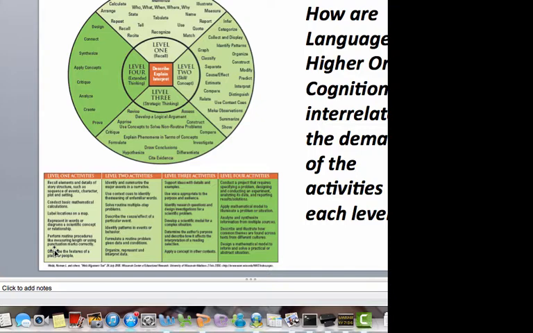Are there ways as teachers that we can separate what students are being asked to do so that we can understand where it is that they may struggle most? What aspects of measuring length involve language? What aspects of measuring length involve higher order cognition?